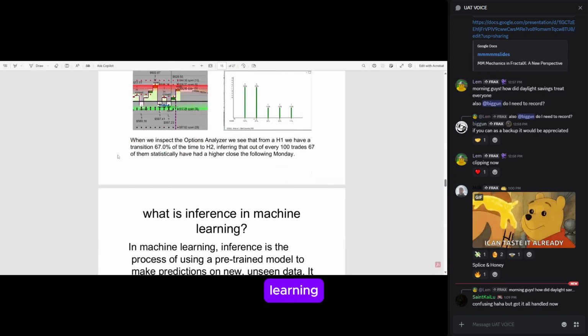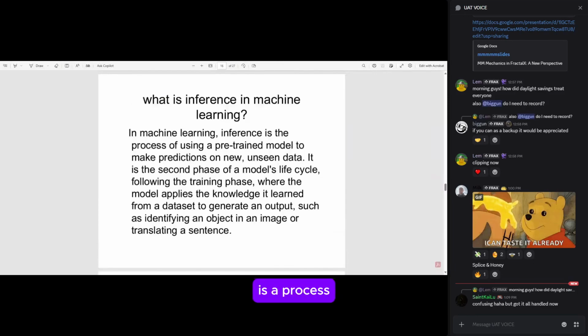So in a machine learning system, the inference is a process for using the pre-trained model. That's when you set up wave one daily Monday splicing. So that's your model. It's making predictions, 67%, on unseen data, right? It just has the historical machine learned information, and it's showing that to us in the OA as 67%, approaching 70%. So that's the second phase. The first phase was the training when we open the graph.